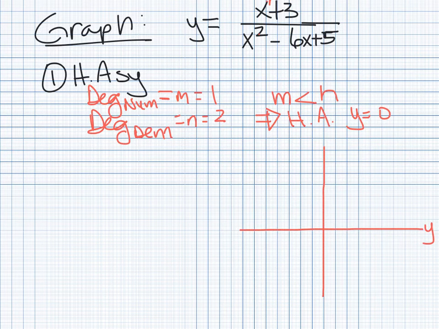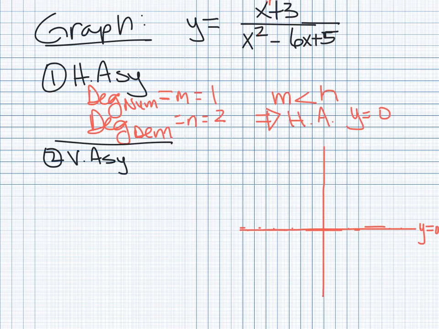So I'm going to get this graph going over here. So y equals 0 is our graph. So we know we got a horizontal asymptote there. I'm just going to put that dotted line on top. The next thing I want to do is identify any vertical asymptotes.